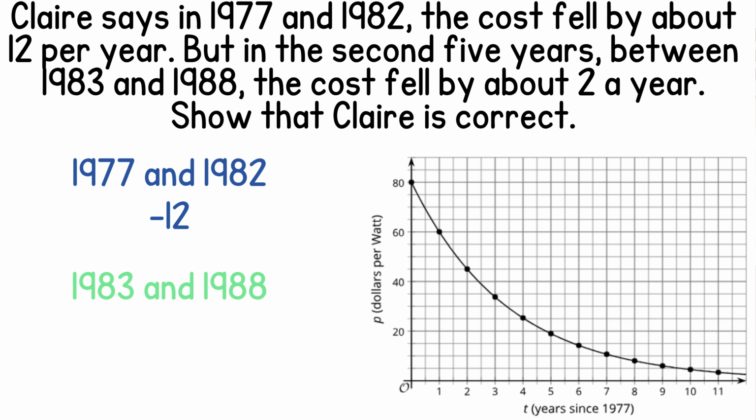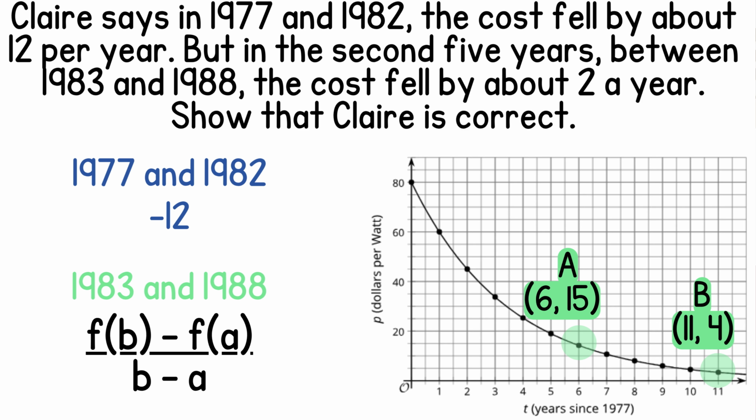Now let's look at the years 1983 to 1988. 1983 is when x equals 6, so we'll call this point A, which is (6, 15). 1988 happens after x is 11 years, so point B will be (11, 4). Now we'll use these points to fill in our equation for the rate of change. The output of f of B is 4, and the output of f of A is 15. Now let's look at the inputs. We have 11 for B and 6 for A.